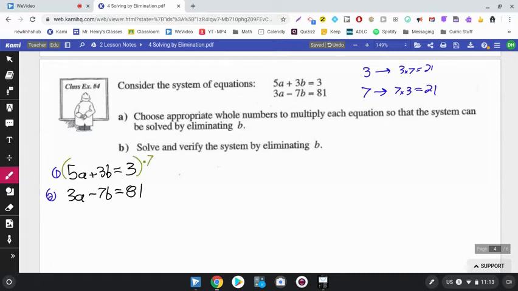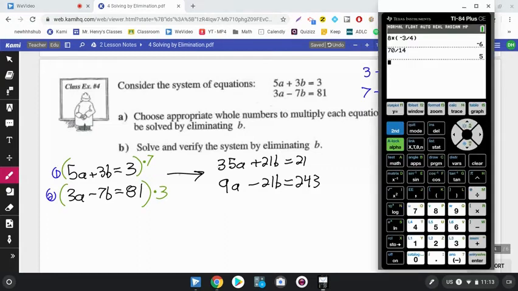And notice I'm showing the whole thing with just one set of brackets. It's not technically proper notation, but it's fine. On the second one, I'd have to multiply by 3. My new equations are 35a plus 21b equals 21. For the second equation, I multiplied by 3 and get 9a minus 21b equals 81 times 3, which is 243.